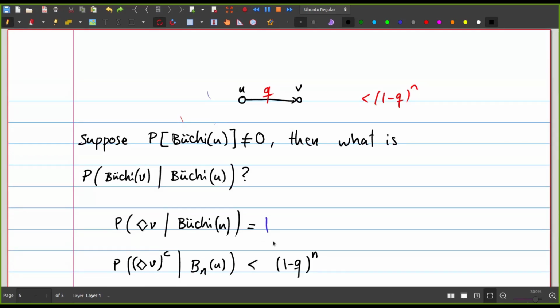I want to say that with probability 1, I'm going to see v infinitely many times. So I want to say that the probability of Büchi of v conditioned on Büchi of u is actually 1.